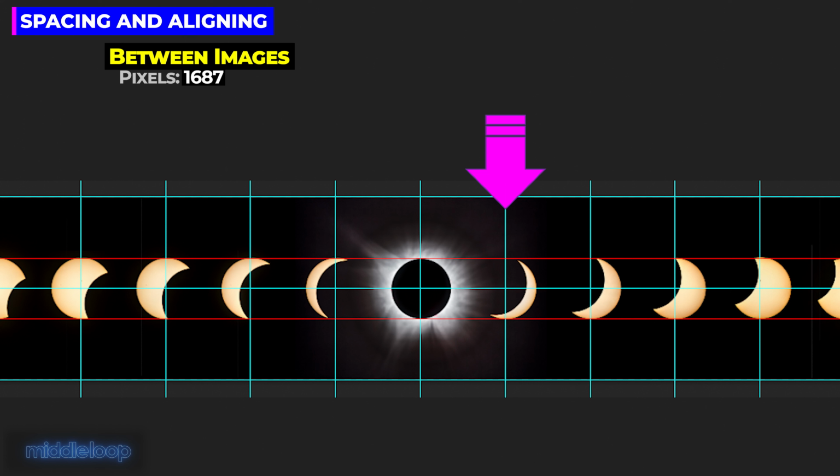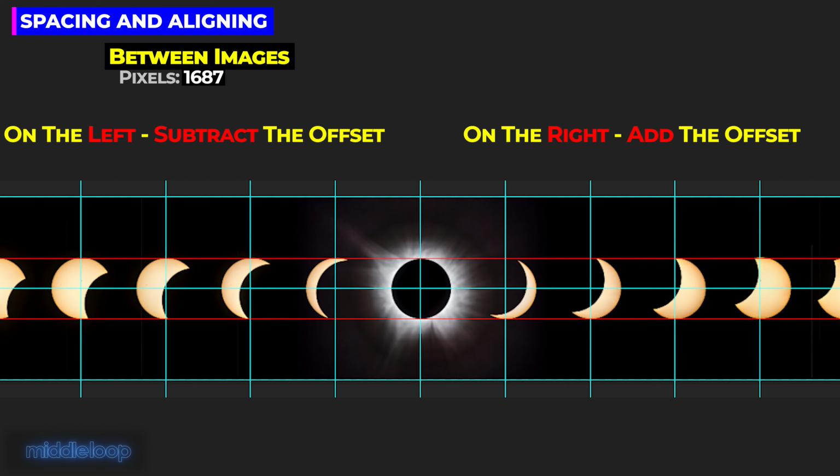So the center of this image is 1687 pixels to the right of Totality. And the next image is 3,374 pixels to the right of Totality. That's 1687 times 2. This one is 3 times the offset, and so forth. So on the right side of Totality, the offset is added, but on the left side, the offset is subtracted.